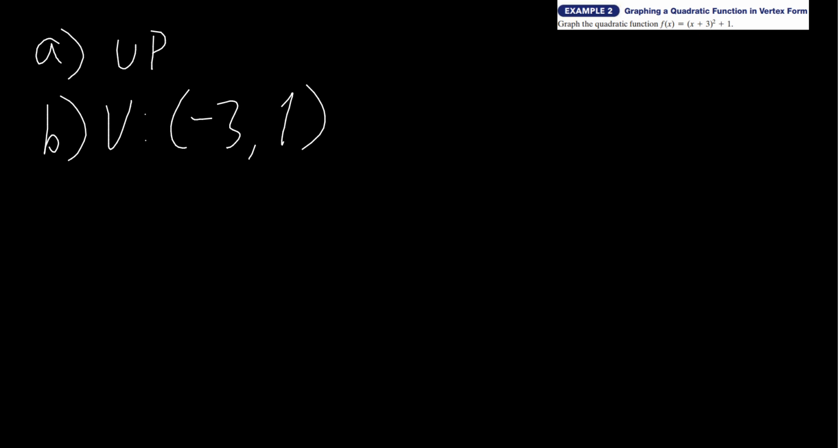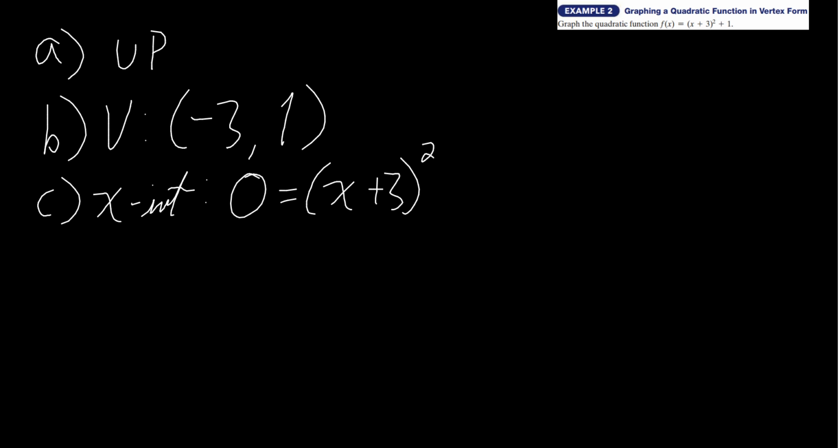And then we look for the x-intercepts. So C, the x-intercepts. We're going to just solve this for 0. So we've got 0 is equal to x plus 3 quantity squared plus 1. All right, so we're going to subtract 1 from both sides. So we've got negative 1 is equal to x plus 3 quantity squared.